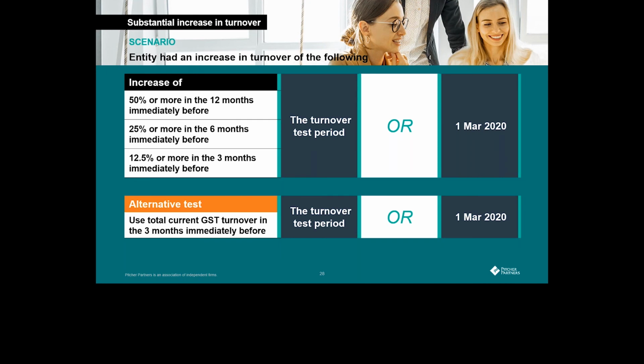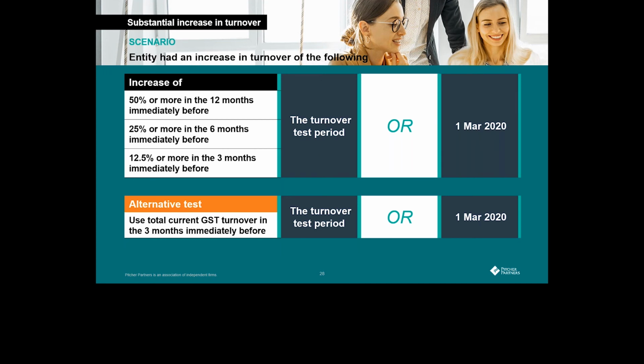As I just said, the test applies where a business has had a rapid growth in the past 12 months. So the way that the ATO tests the growth in the business is to say that the business must demonstrate it had an increase in turnover of at least 50% or more in the 12 months before the test period, or 25% or more in the 6 months before the test period, or 12.5% or more in the 3 months before the test period.